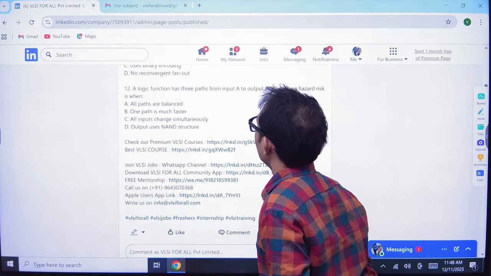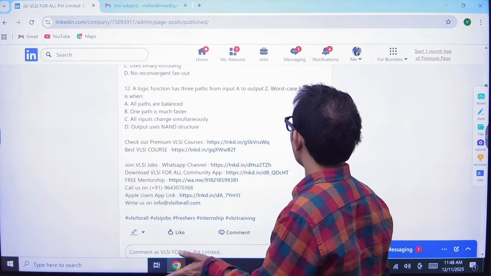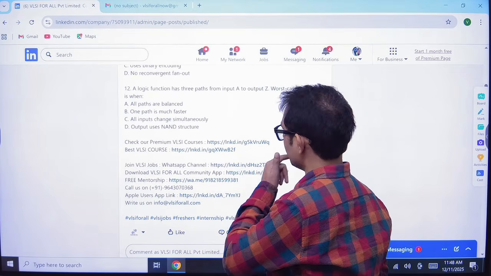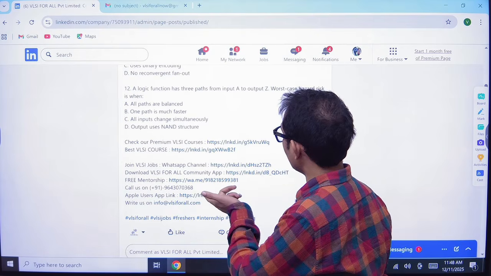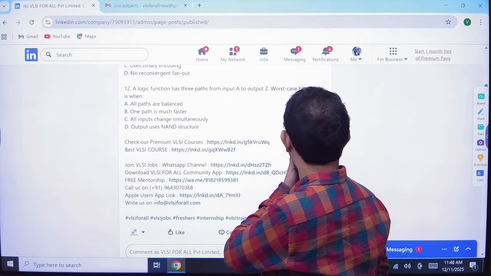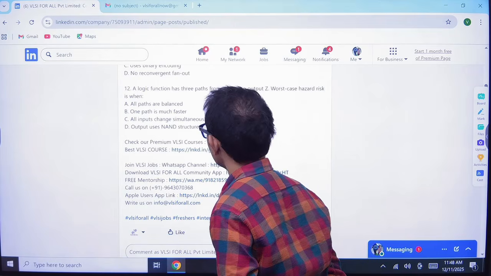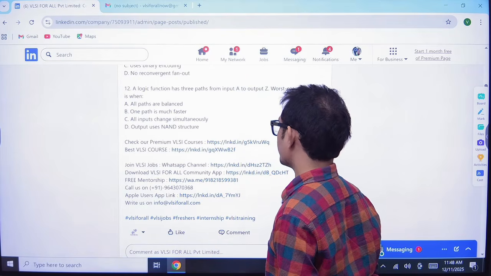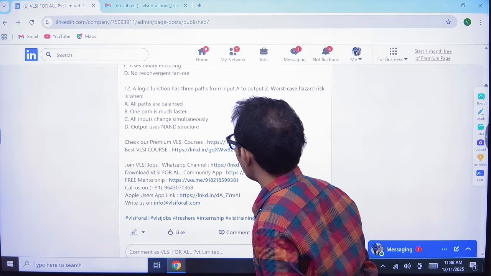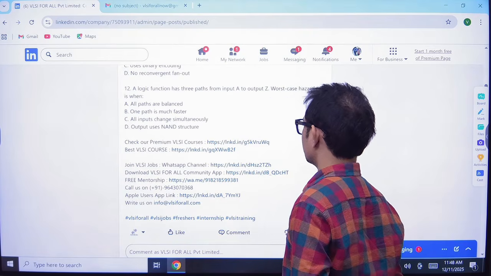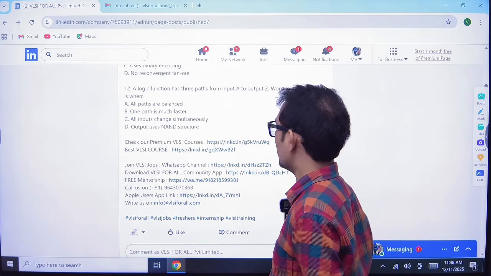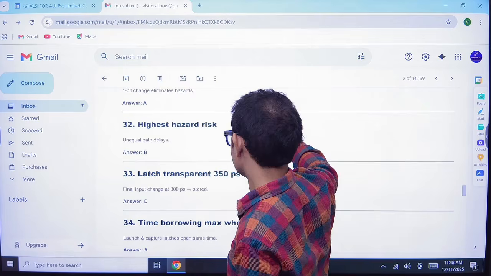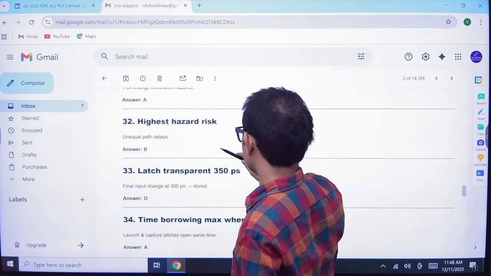Going to the next. A logic function has three paths from input A to output Z. Worst case hazard trick is when all paths are balanced, then it is not a hazard. On inputs or one path is much faster. All input changes simultaneously, that is also not an issue. Output uses NAND structure. I guess B is the correct answer. One path is much faster, right? Unequal path delays, right? Yeah, B.